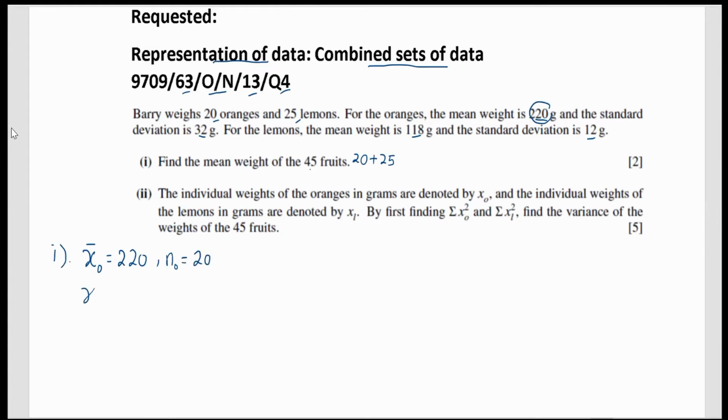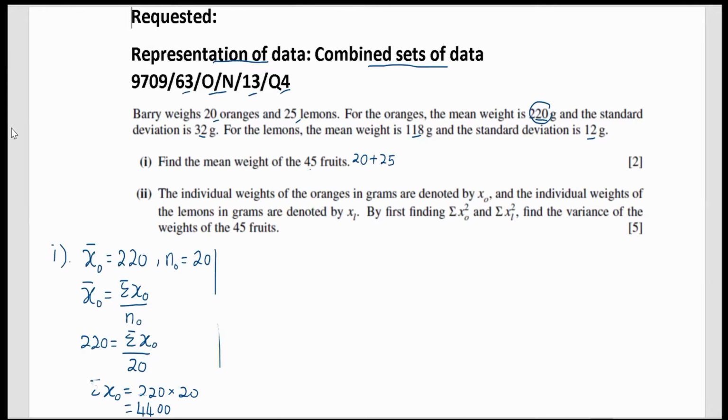Okay, so using the mean formula, the mean for oranges is the total weight of these oranges divided by the number of oranges. The mean given is 220. This is the number of oranges, 20. So we are able to find the total weight of these 20 oranges to be 220 multiplied by 20. Okay, so we calculate, we find the value to be 4400.